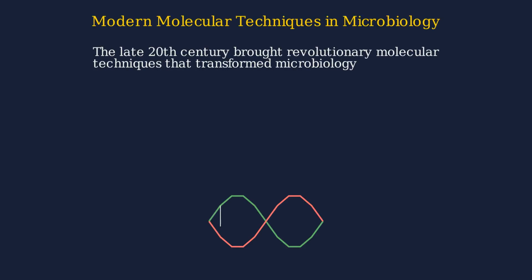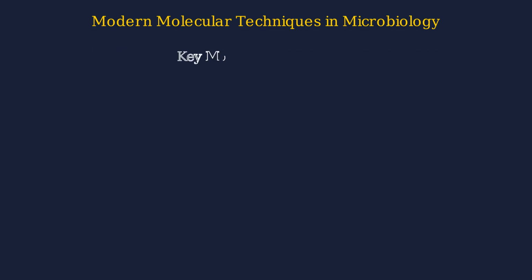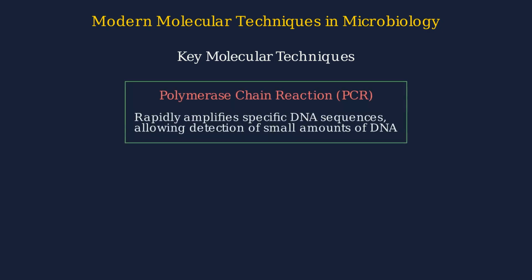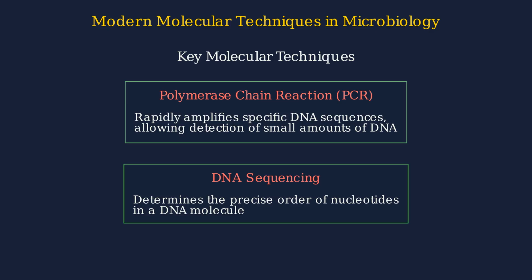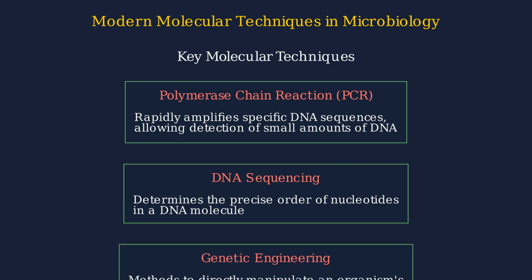The late 20th century brought revolutionary molecular techniques that transformed how we study and understand microorganisms. Three key molecular techniques fundamentally changed microbiology: polymerase chain reaction, DNA sequencing, and genetic engineering. Polymerase chain reaction, or PCR, allows scientists to make millions of copies of a specific DNA segment in just a few hours. DNA sequencing determines the exact order of nucleotides in a DNA molecule, revealing the genetic information encoded within. Genetic engineering provides tools to modify microbial DNA, allowing scientists to alter their properties or make them produce useful compounds.